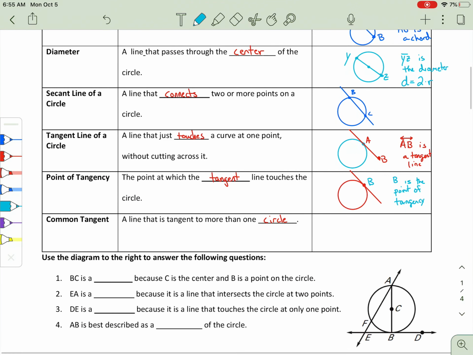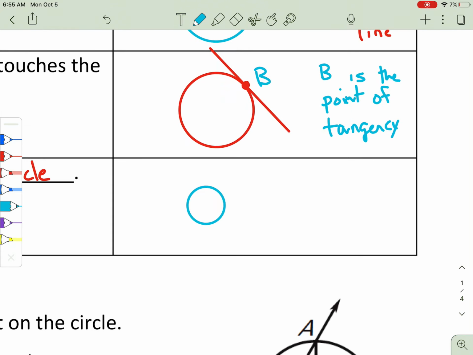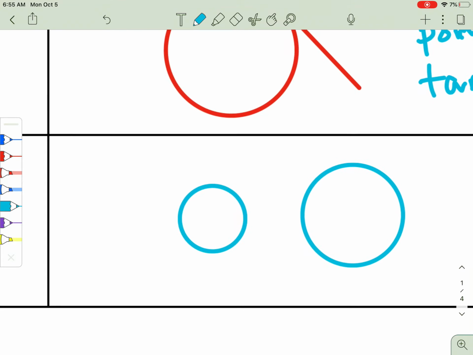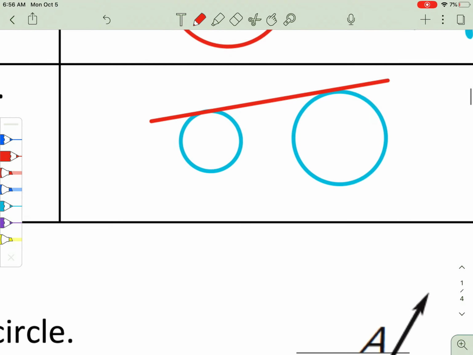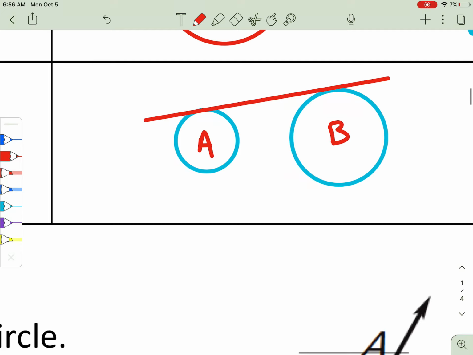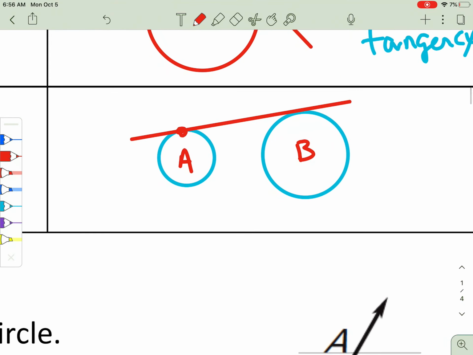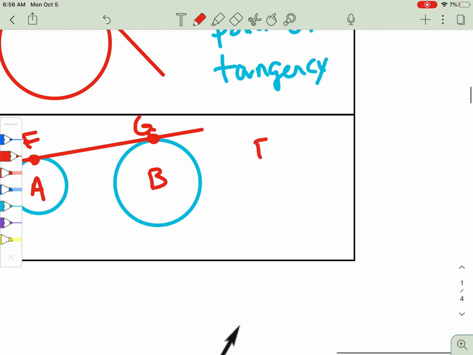Last one, a common tangent. A common tangent is a line that is tangent to more than one circle. So if I have a circle here, and I have a circle here, this is called a common tangent because it touches both circles at exactly one point, right? So that would be like circle A and circle B have a common tangent, and usually you'll label that as well. So like, let's say this is FG. So you'd say line FG is a common tangent.